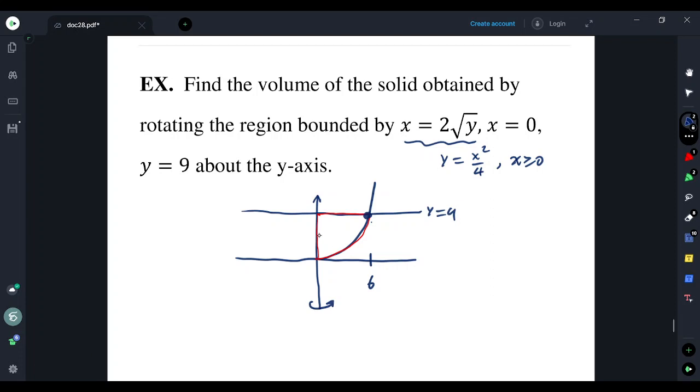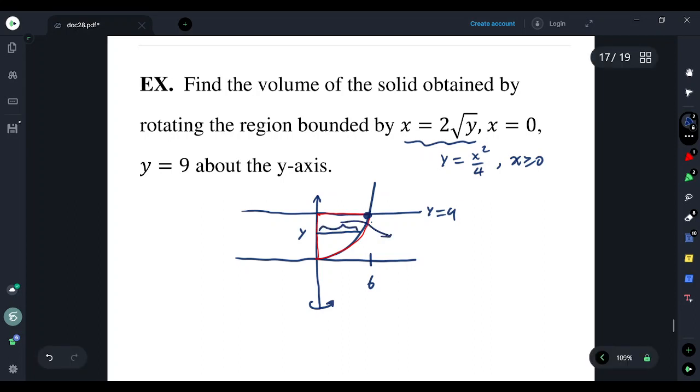So we're going to look at the cross section perpendicular to the y-axis. We mark a y and look at the cross section of the region, and then follow the rotation. You're going to see a disc, right?